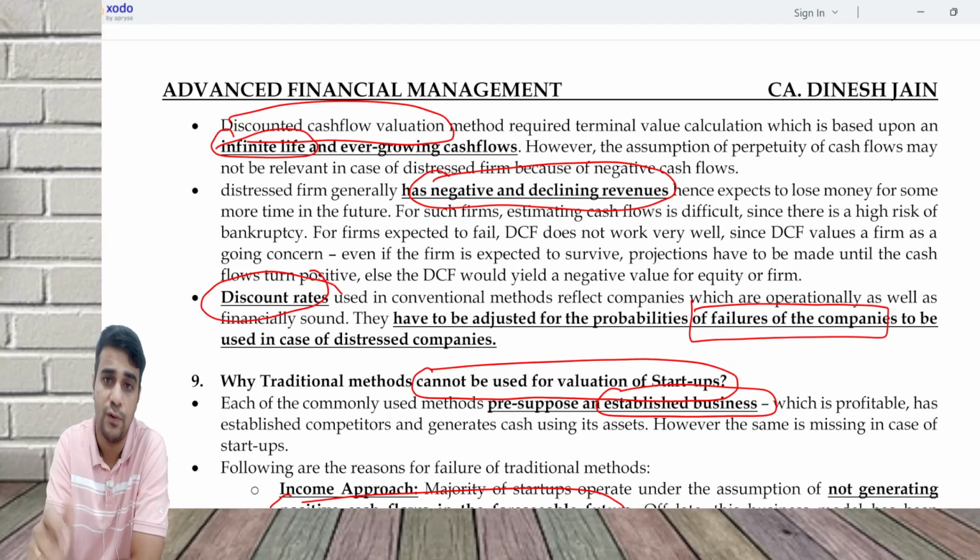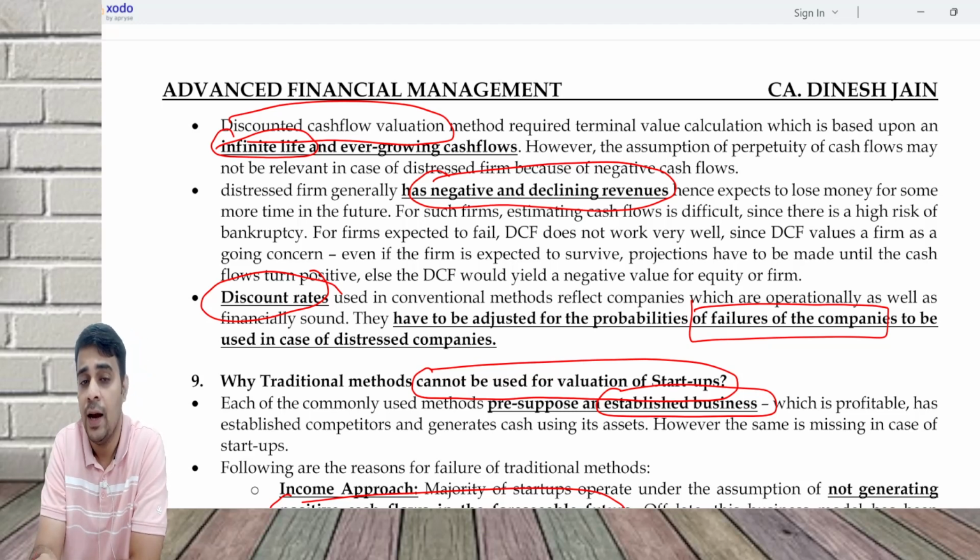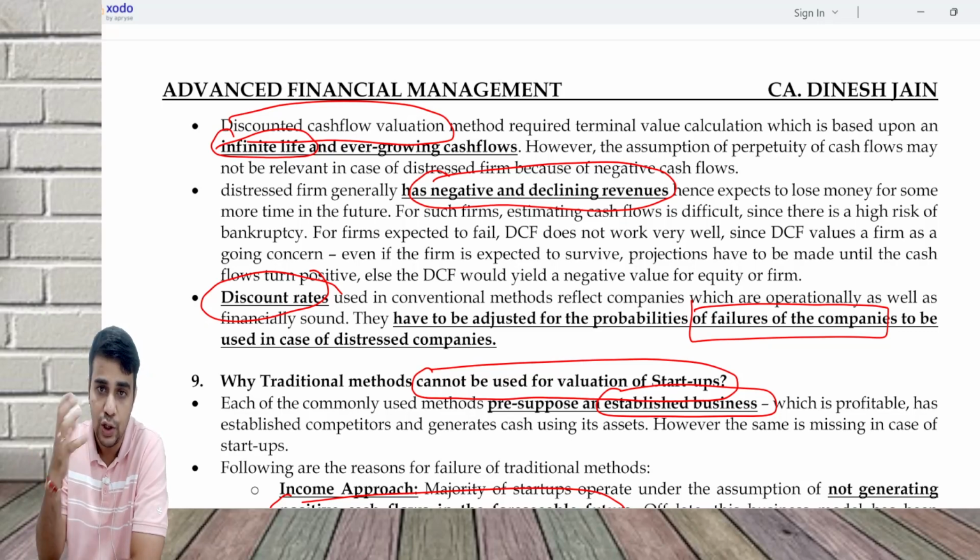So it is impossible for you to value a startup on that basis, and even relative valuation or the market approach will not work because startups are normally disruptors. A startup is considered to be a disruptor. When you are a disruptor in the market, you do not have other companies with which you can compare yourself.